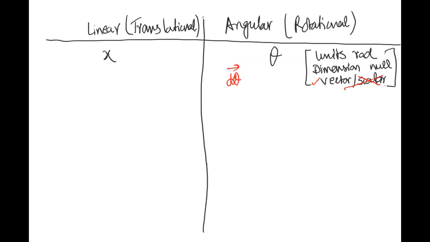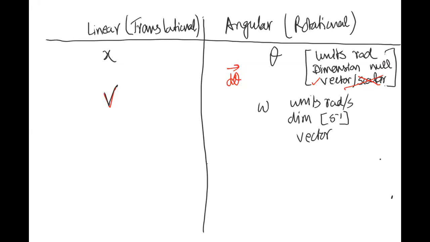Okay, so next up we have velocity, right? And the corresponding quantity is angular velocity. The units are radians per second. The dimension would be per second, and this is definitely a vector quantity. Why can I say that this is definitely a vector quantity?